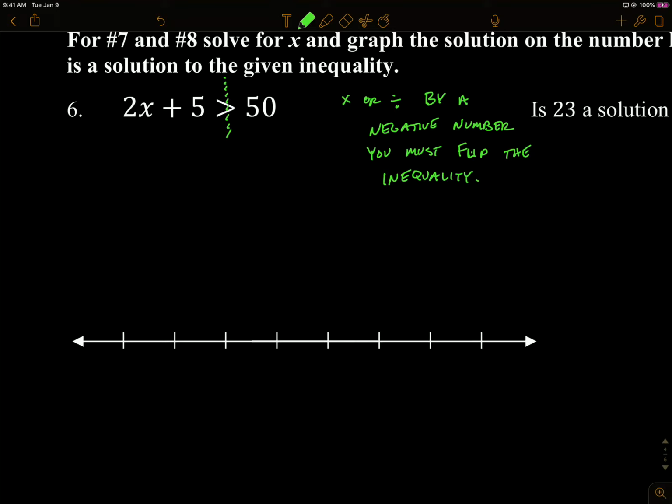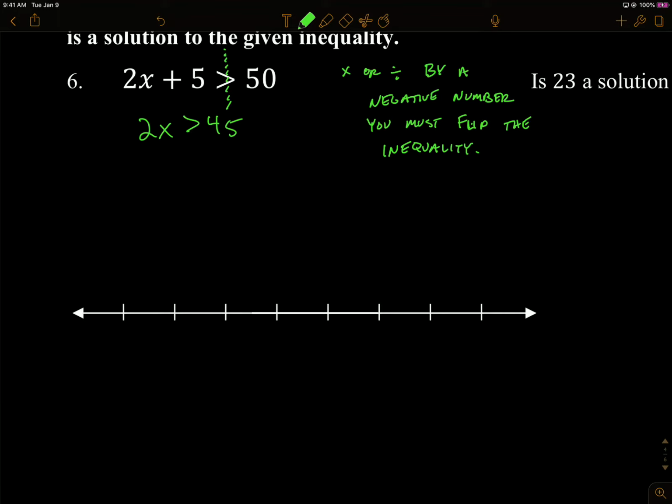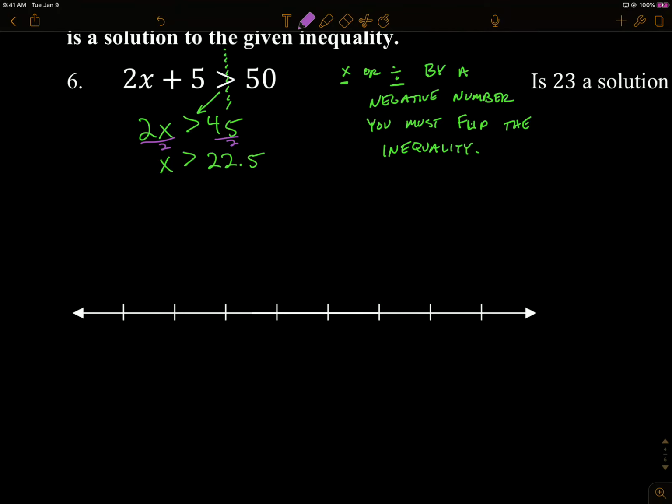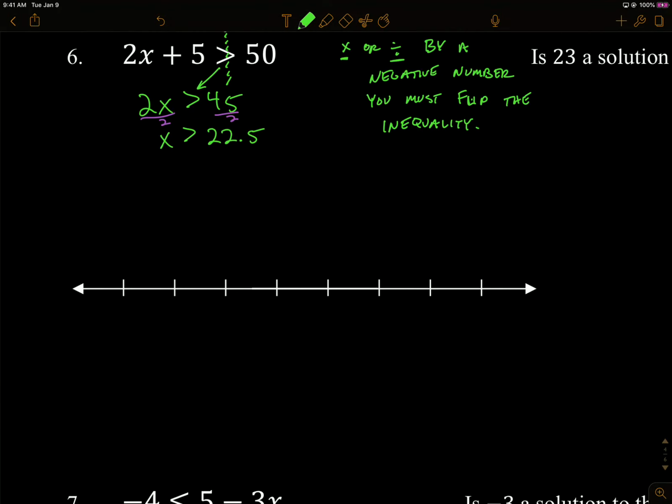All right, so if I subtract 5 off of both sides, I get 2x is bigger than 45. Now, subtracting 5 is okay because I didn't multiply or divide, so the inequality stays facing in the same direction. I divide by 2, so I get x is bigger than 22.5. I did divide here, but I divided by a positive 2 on both sides of the inequality, so I do not flip the inequality. My solution is all x values bigger than 22.5.